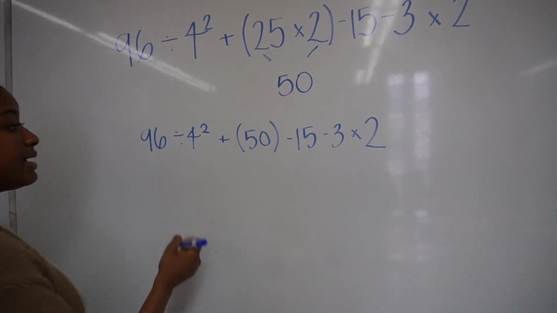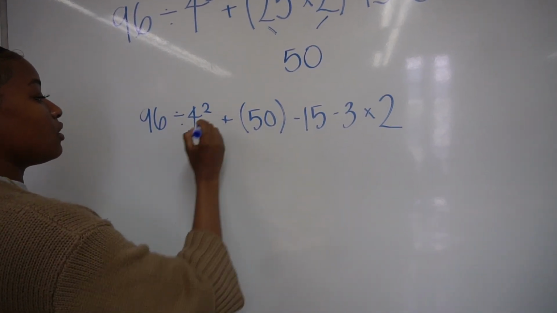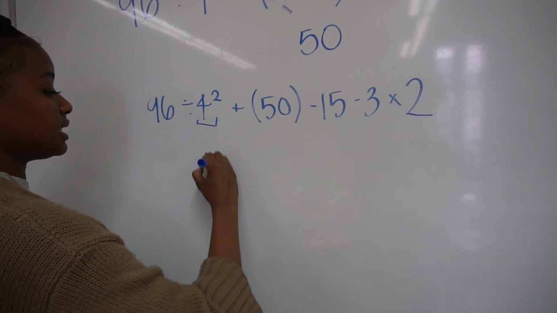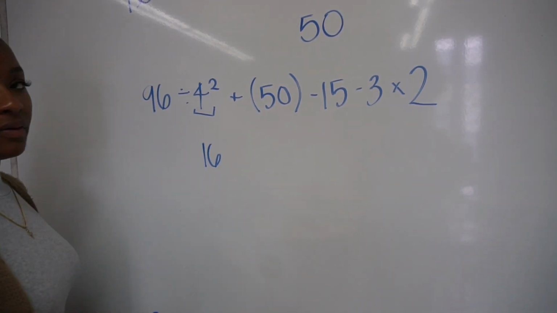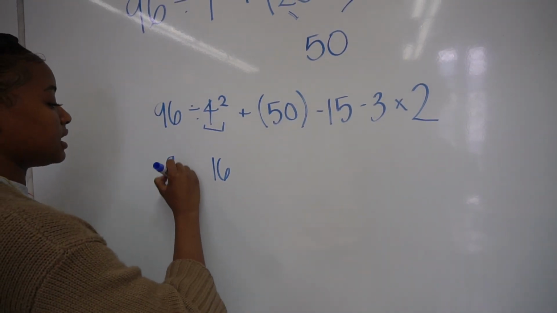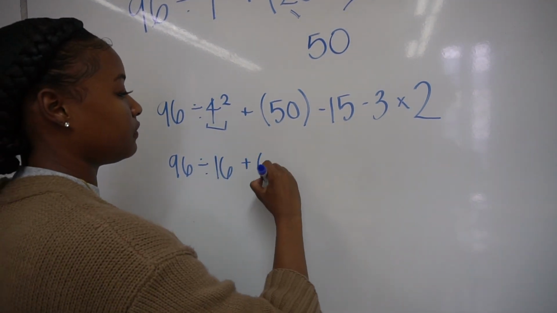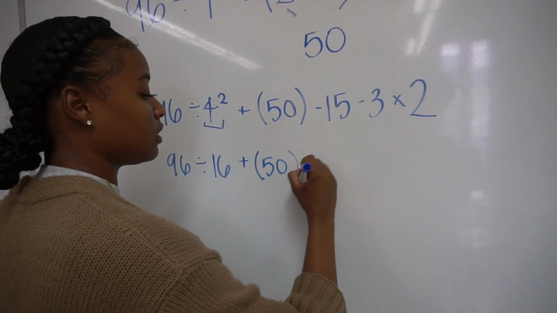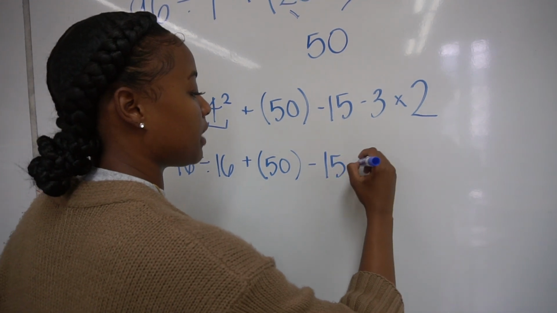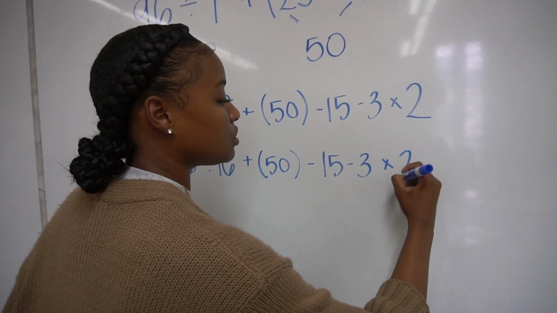My next step is my exponents. 4 squared gives me 16. If I rewrite this again, I have 96 divided by 16 plus 50 minus 15 minus 3 times 2.